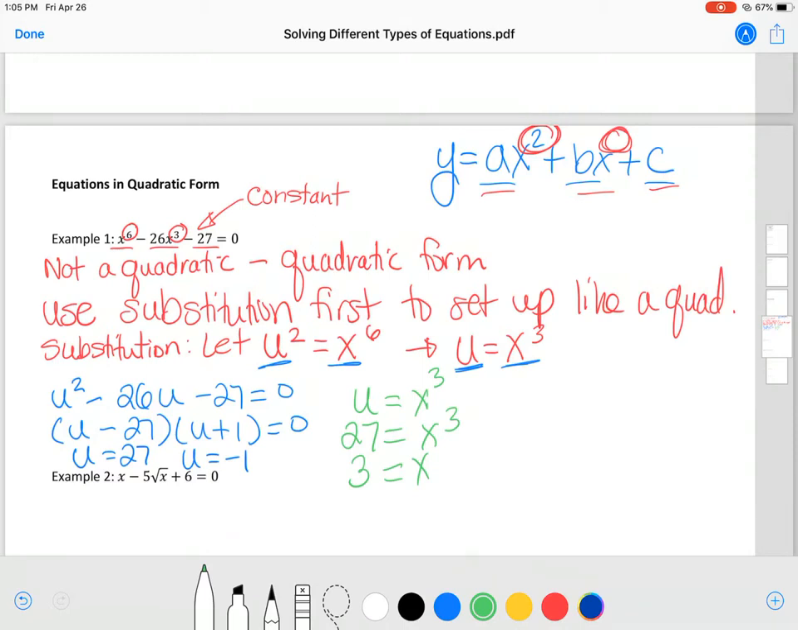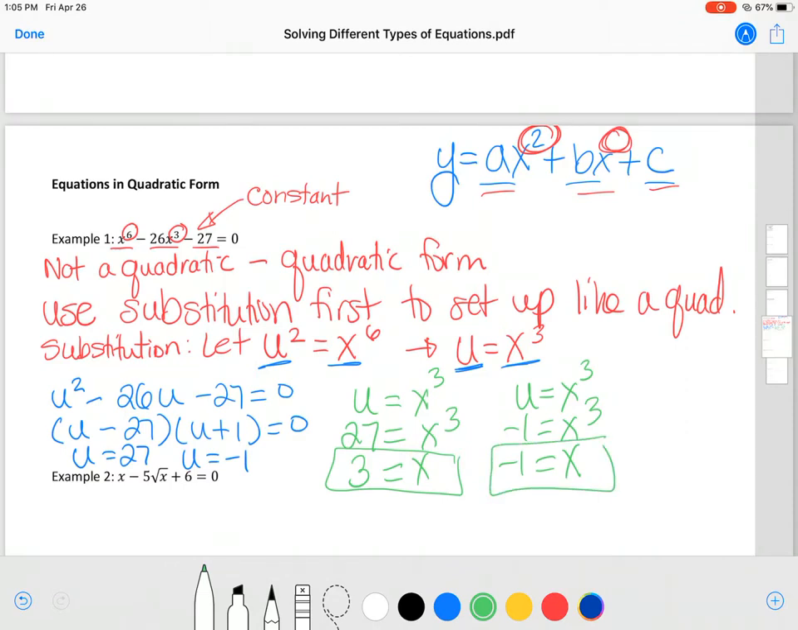And then I have to do the same thing with the negative 1. We said u is equal to x to the third, which means negative 1 is equal to x to the third, which means x has to be negative 1. These are my final answers.